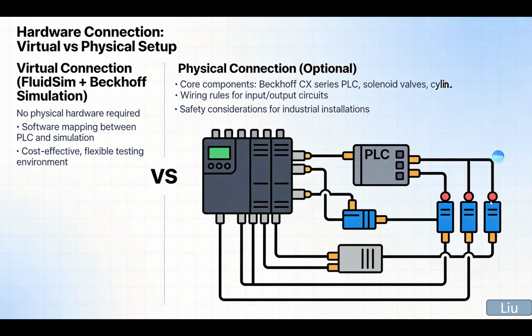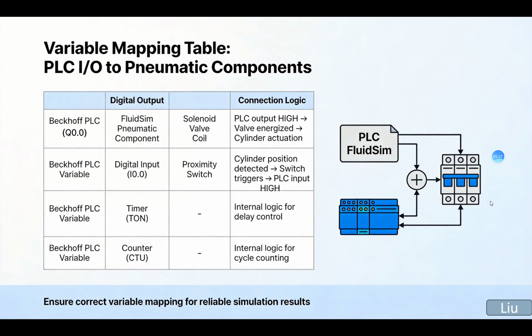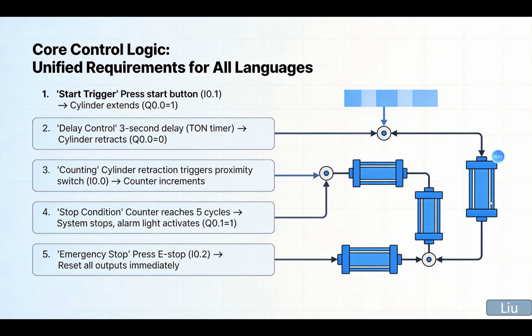Okay, so you can see the hardware connection. It's very easy to use. The physical hardware just needs a line. So you can see the variable mapping table, Bake Off PLC and FluidSIM. So the PLC output goes high to the valve, which integrates to the cylinder actuation, and so on.